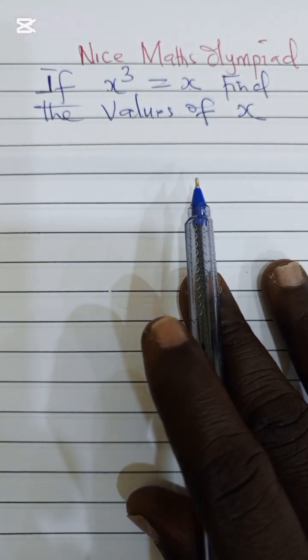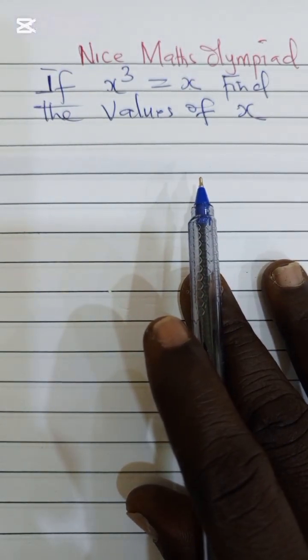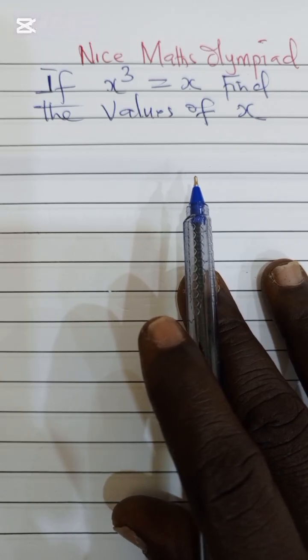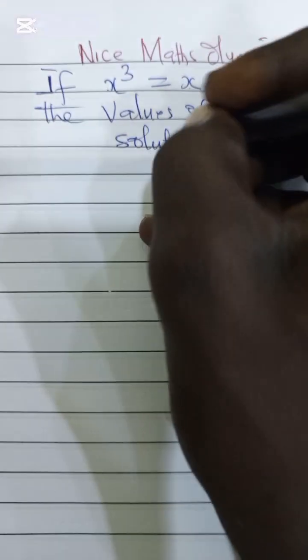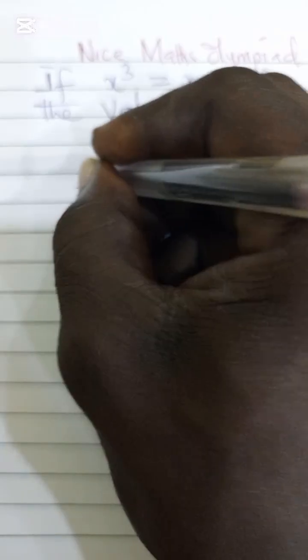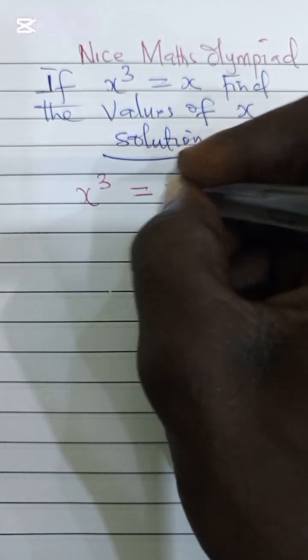So let's consider this. Sit tight and enjoy all the steps. Trust me, it's going to be easy. Let's write down the solution and see what we can do. Very important. We have x cubed equals x.